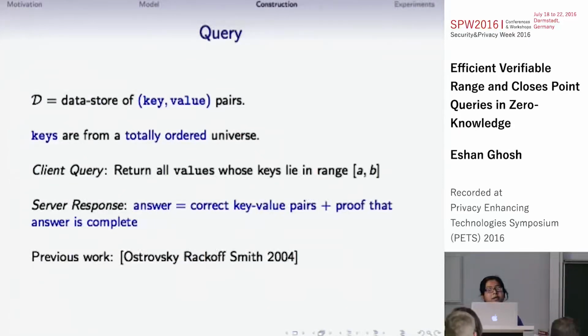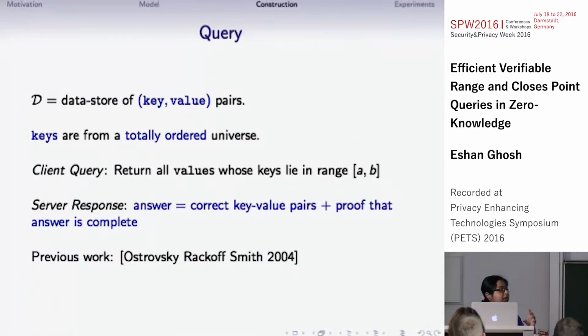In this paper we are working with range queries. The data store we consider is a data store of key-value pairs, but the keys you can think of as binary strings. They come from a totally ordered universe, and the query here is a range query, meaning the client asks: return me all the keys from a given interval A to B. So the server should respond with the correct key-value pairs and the proof that the answer is complete.